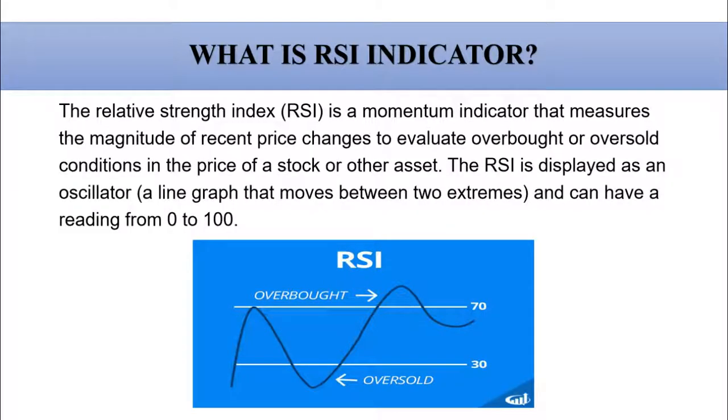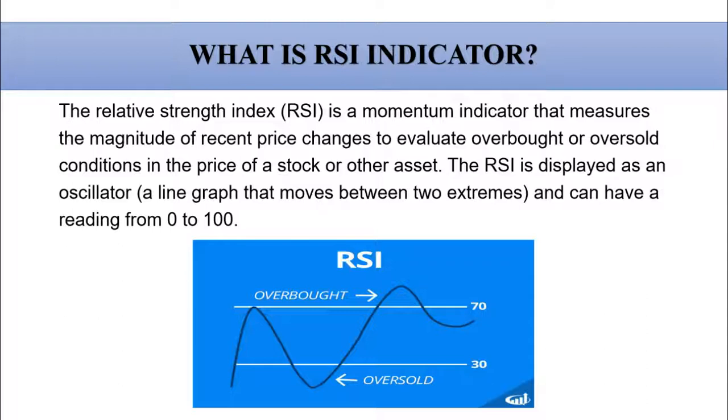The Relative Strength Index or the RSI is a momentum indicator that measures the magnitude of recent price changes to evaluate overbought or oversold conditions in the price of a stock or other asset. The RSI is displayed as an oscillator, that is a line graph that moves between two extremes and can have a reading from 0 to 100.